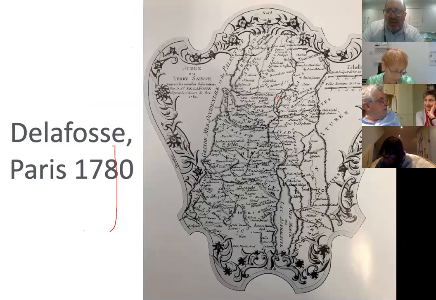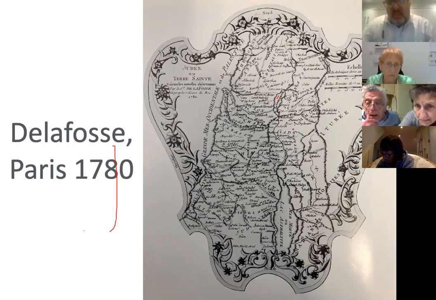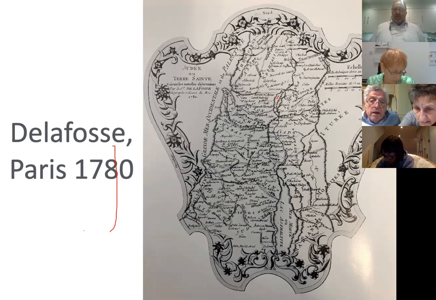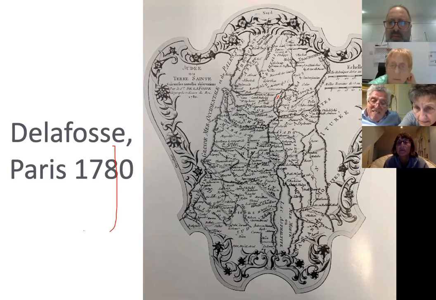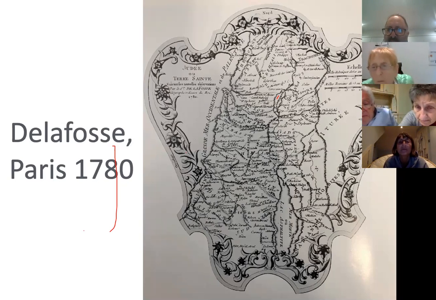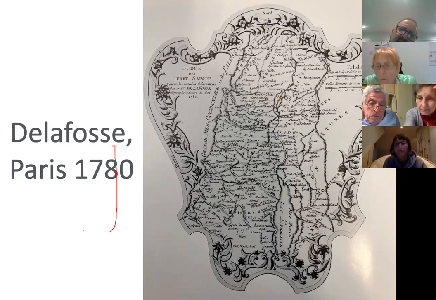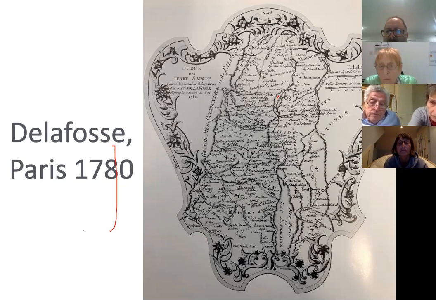This one is by somebody called Delafosse from 1780. It was published in Paris. It's got few distinguishing features except for the fact that it is exquisitely beautiful. There's nothing particularly unusual about it. It's north-oriented, and I think from now on, virtually all the maps will be north-oriented. And you can see that the shape of the Dead Sea is becoming more accurate. It's a lovely map.